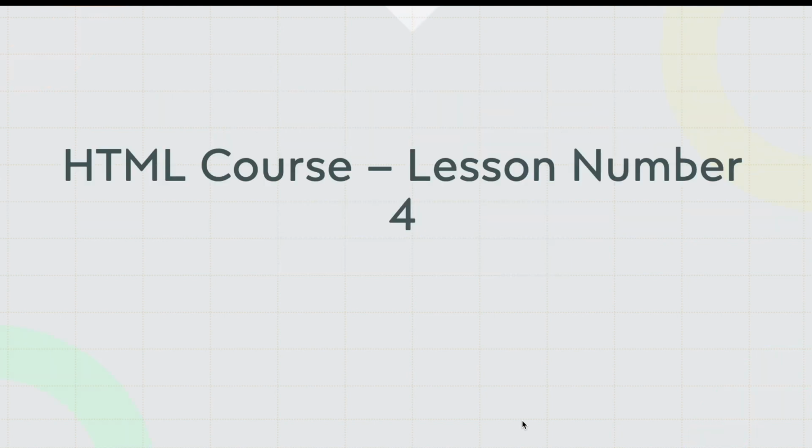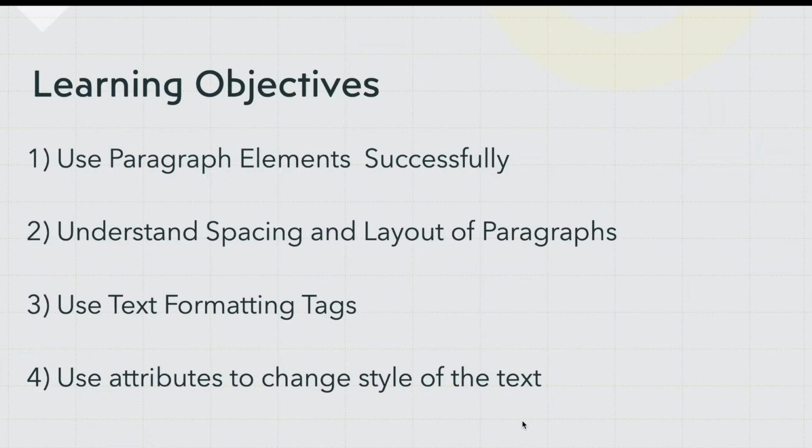Now, having said that, let's jump straight into lesson number 4. The learning objectives of this lesson are to: 1. Use paragraph elements successfully, 2. Understand spacing and layout of paragraph elements, 3. Use text formatting tags, and 4. Use attributes to change the style of the text.